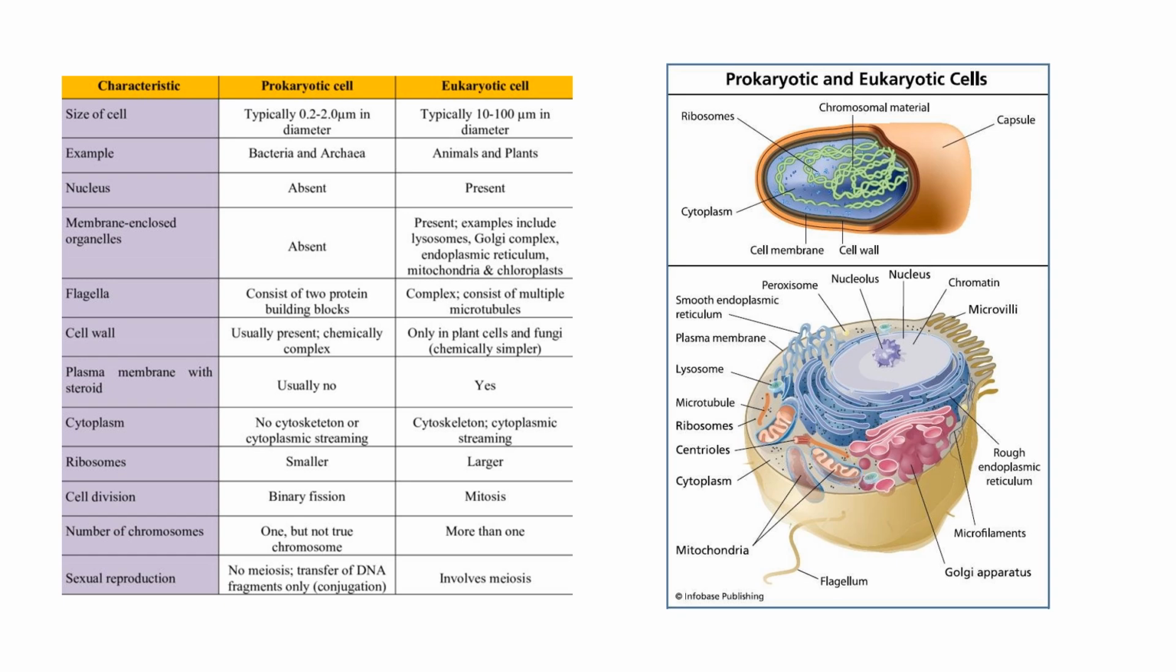The cell wall of the prokaryotic cell is usually present and it is chemically very different from the cell wall of eukaryotes, and cell wall in eukaryotes is only present in plant cells and fungi. And then we have the plasma membrane. The steroid molecules are present in the plasma membrane of eukaryotes, but they are absent in the plasma membrane of the prokaryotic cells.